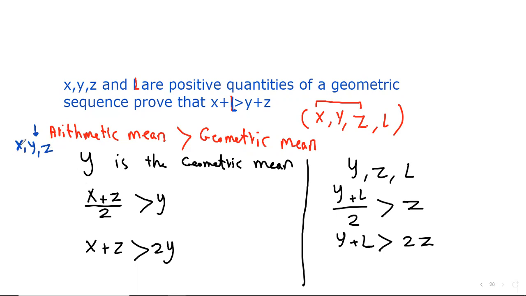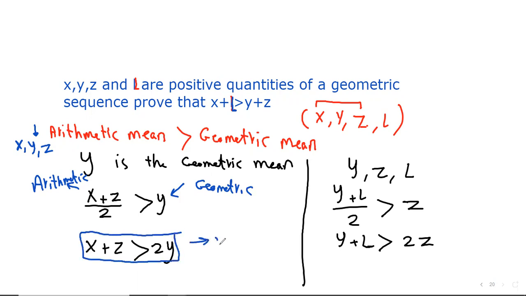The arithmetic mean of x and z is x plus z divided by 2. So (x plus z) divided by 2, that's the arithmetic mean, is greater than y, the geometric mean. So cross multiplying, x plus z is greater than 2y. That's equation 1.